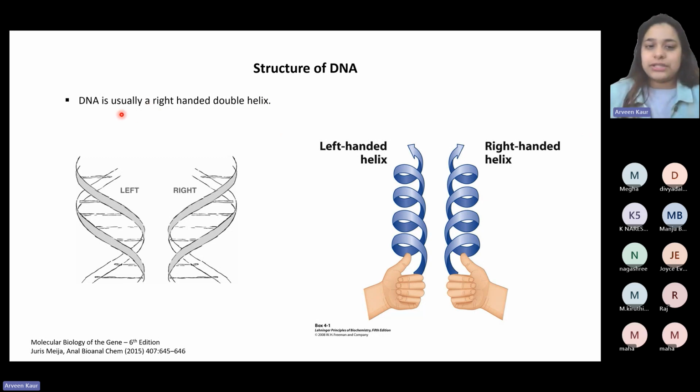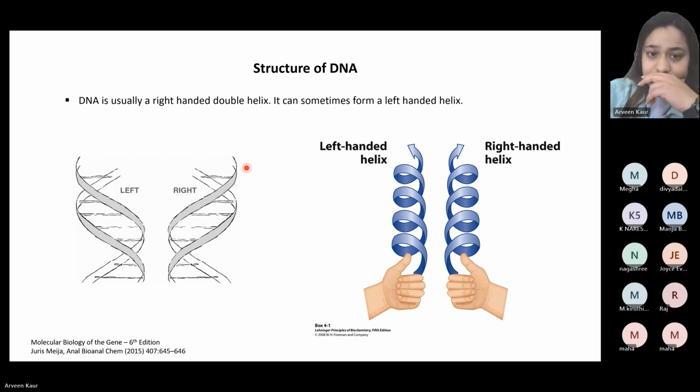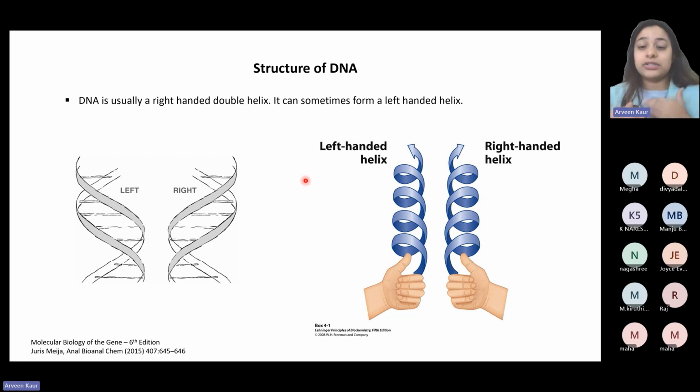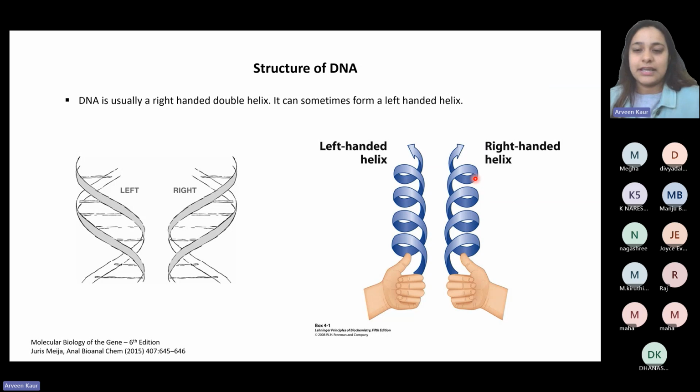Mostly, as I told you, DNA is usually a right-handed double helix. But since I've added the word usually, it is also possible that sometimes DNA is actually a left-handed helix. Now, what will determine whether it is a right-handed helix or a left-handed helix? The sequence of bases, or how the base pairs are present with respect to one another, will determine whether it forms a right-handed or a left-handed helix.